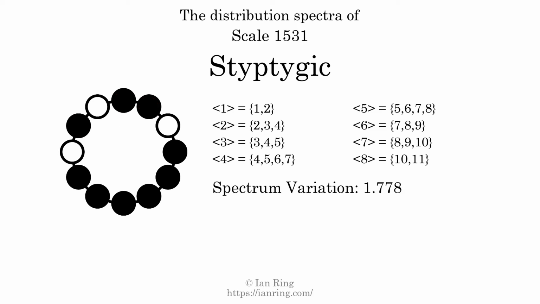The spectrum variation is the sum of all the widths, divided by the number of tones. The spectrum variation of this scale is 1.778. Since the variation is greater than 0, this indicates that the scale is not perfectly even. The highest spectrum width is 3. Since this is greater than 1, we know that this scale is not maximally even.